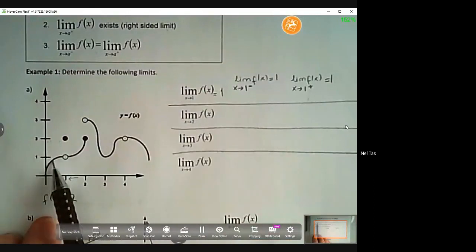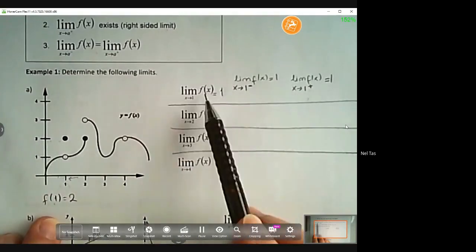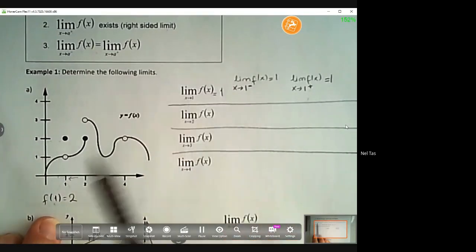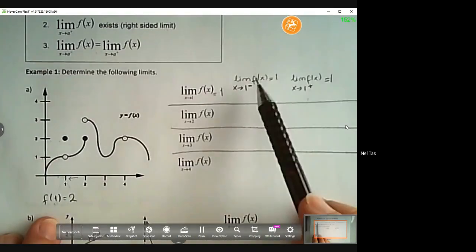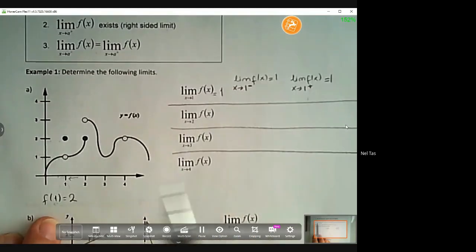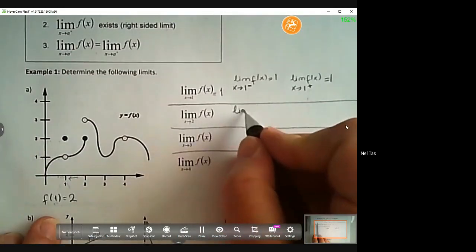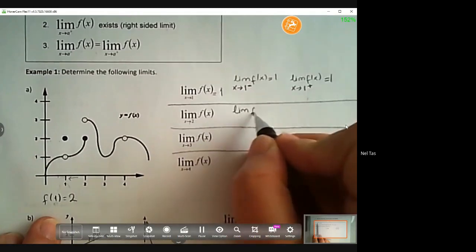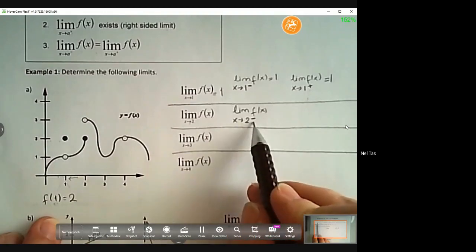We just look at it from the left and from the right and check the limit, okay? So left side limit is 1, right side limit is 1. They are equal, then limit exists at x equals 1, even though the value of the function when x is 1 is different, okay? So you still have a limit. So let's look at b, limit of f of x as x approaches 2. Again, we're going to look at the left side limit and right side limit. Limit of f of x as x approaches 2 from left, with little negative sign there.